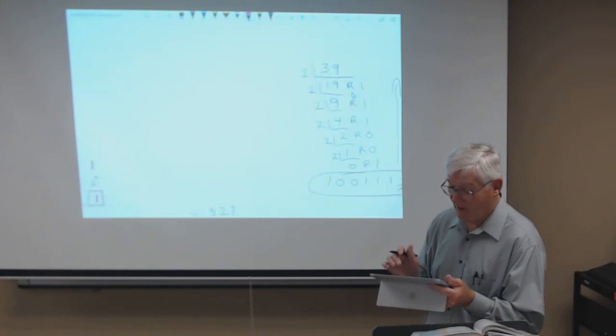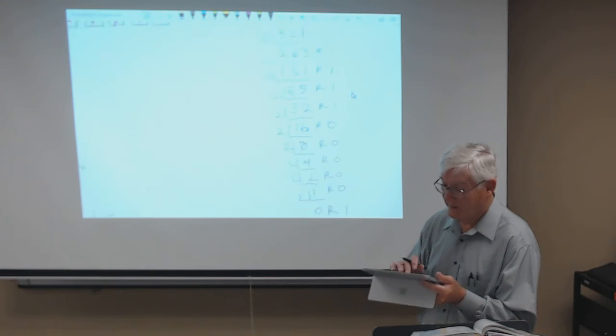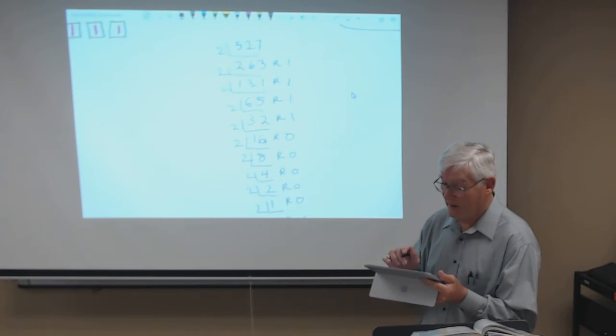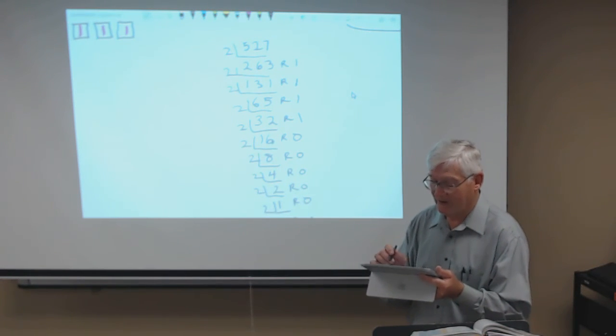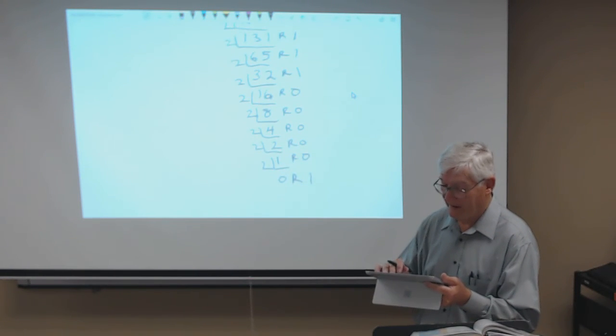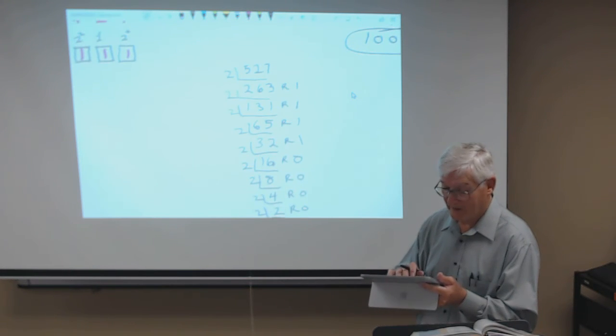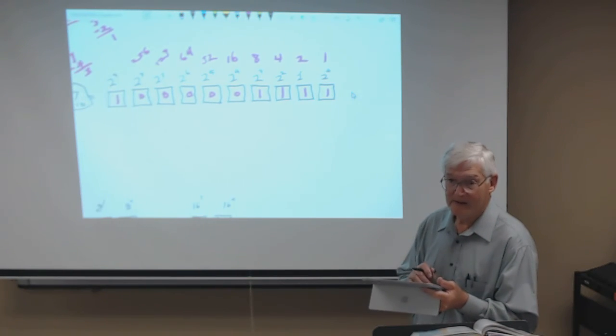And if you did that the long way, there it is, right there. 527 divided by 2. You just keep dividing by 2 and working your way down, and you end up with the answer. Same answer that we have here. Okay?